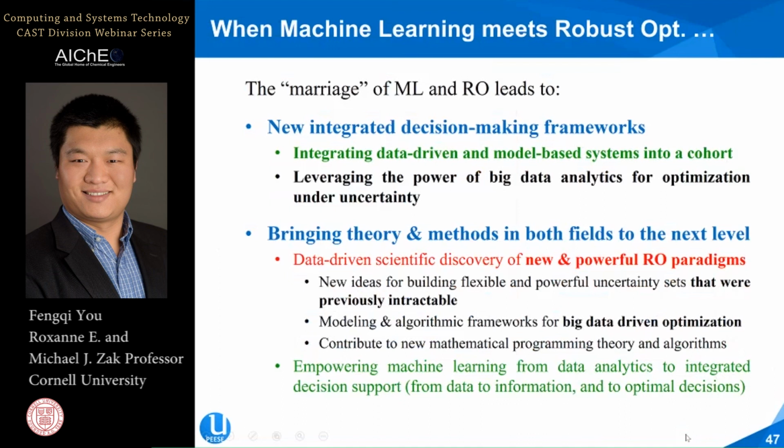And this leads to data-driven scientific discovery of new and very powerful robust optimization paradigms. There are new ideas to build these very flexible and very powerful uncertainty sets that were previously intractable. And this modeling and algorithm framework for big data-driven optimization is really going to be helpful in many applications, as you can see in planning, scheduling, among others.